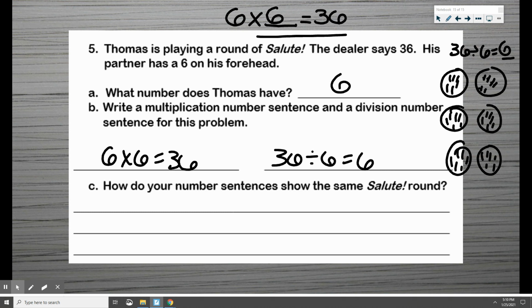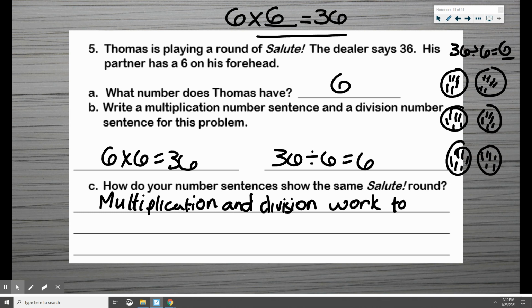So we know that multiplication and division work together to create fact families.